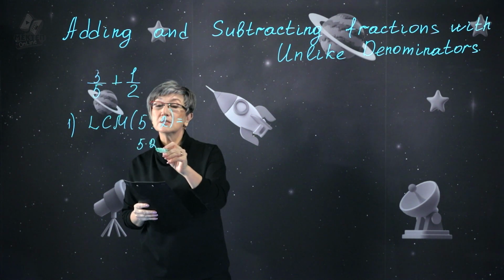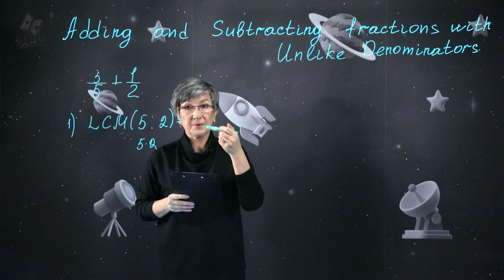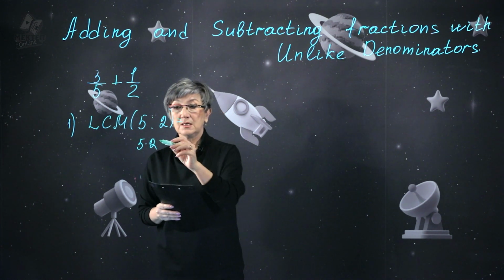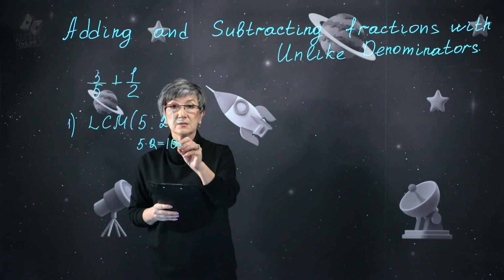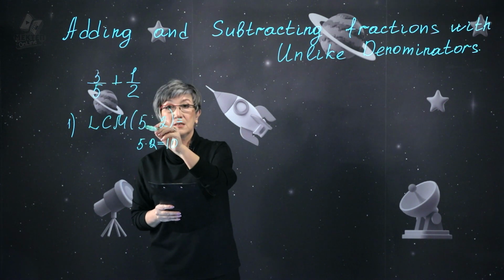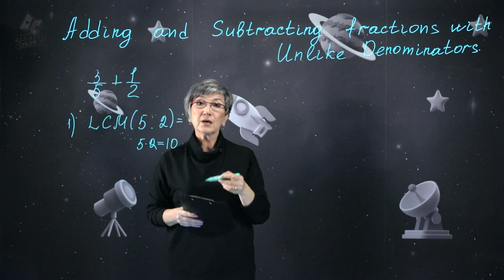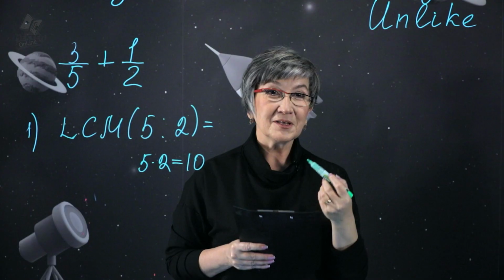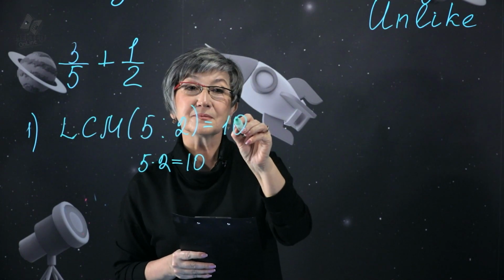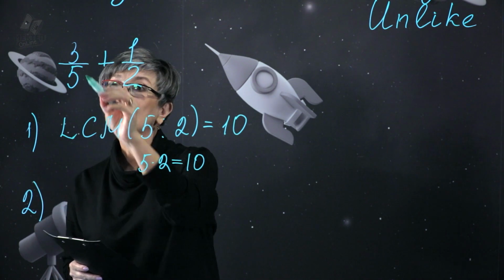You can do that with an oral counting exercise. But I'm going to write it down so you understand what we're doing and where we're getting this common denominator from. So 5 times 2, that would be 10. And now I'm checking. Does 10 divide by 5? Yes, it does. Does 10 divide by 2? Yes, it does. Only if you answer these questions positively can you write down the common denominator. So that's 10.